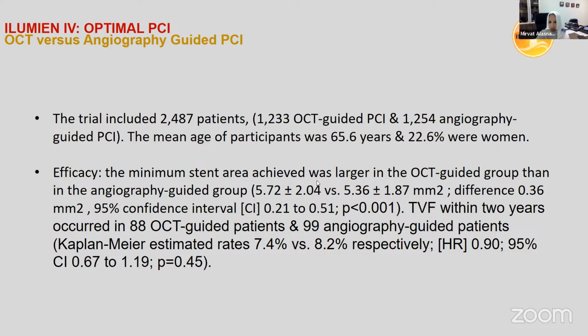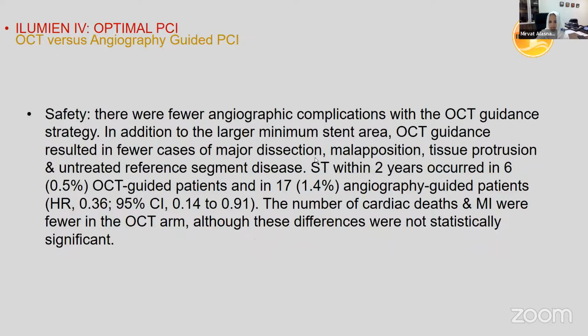The minimum stent area that was achieved, again, similar to Illumien-3, they were able to get better stent area in the OCT guidance than compared with the angio only, and target vessel failure at 2 years was not statistically significant in this group. In terms of safety, there were fewer angiographic complications with the OCT guidance strategy, bigger stent area, and so on.